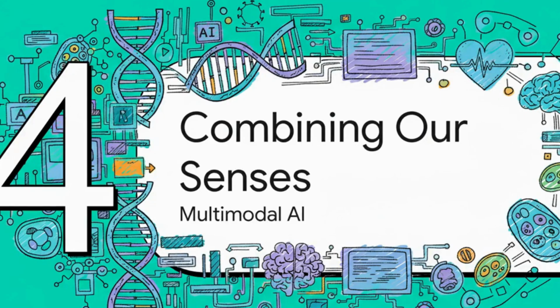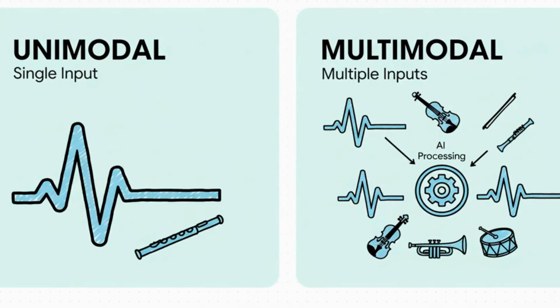Okay, so we've taught our AI to look at one type of data with superhuman precision. That's cool, but think about how we understand the world. We combine our senses, right? What if we could teach an AI to do the same? So looking at just one data type, that's called unimodal. It's like trying to understand an orchestra by only listening to the violins. You get part of the story, but you're missing the whole symphony.